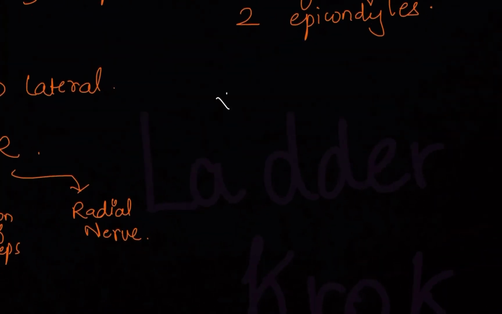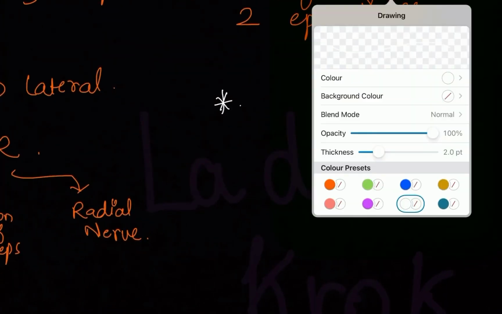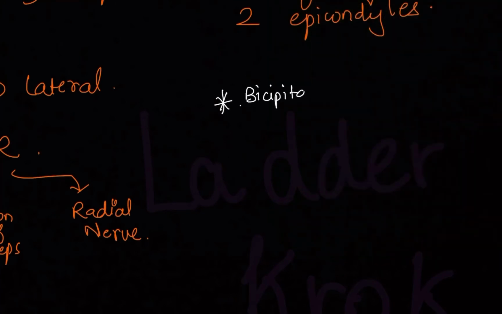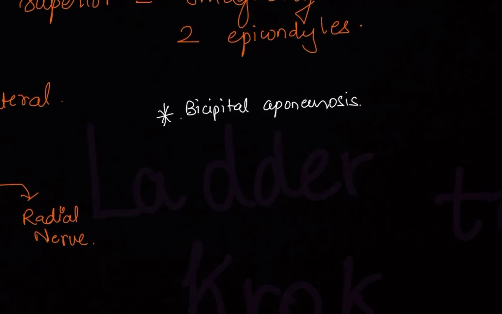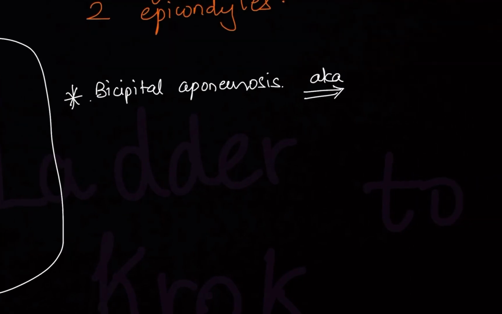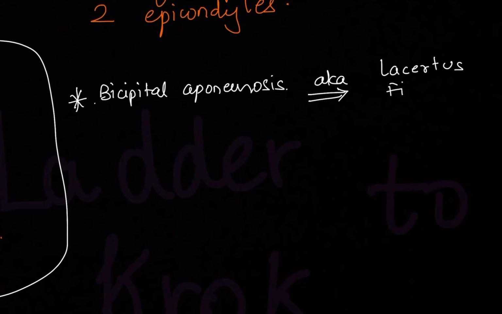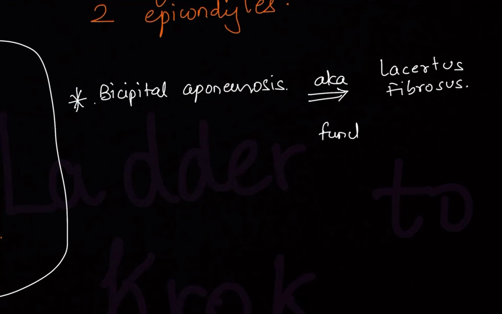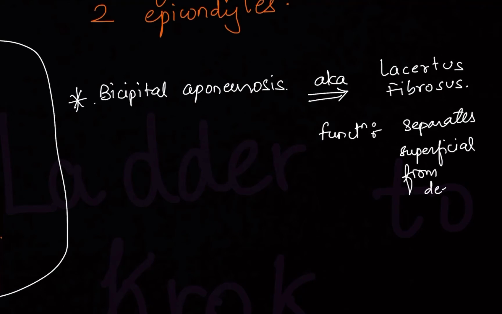Now there are a few things that you must know about this. There is one more thing which is present, that is bicipital aponeurosis. It's a question of Croc that what is present in the cubital fossa. In the options the correct answer is bicipital aponeurosis. This bicipital aponeurosis is also known as lacertus fibrosus. Its function is that it separates superficial structures from the deep structures. It forms a boundary in which superficial structures remain separated from the deep structures.